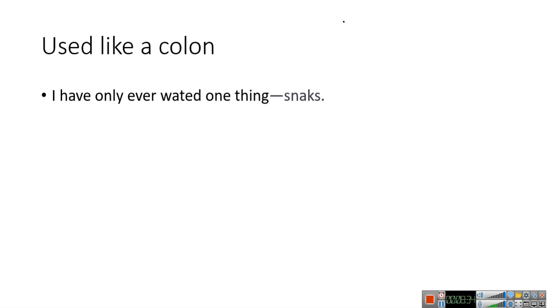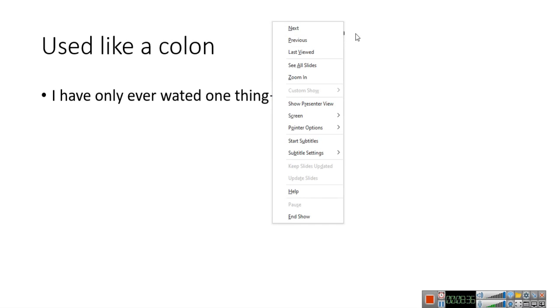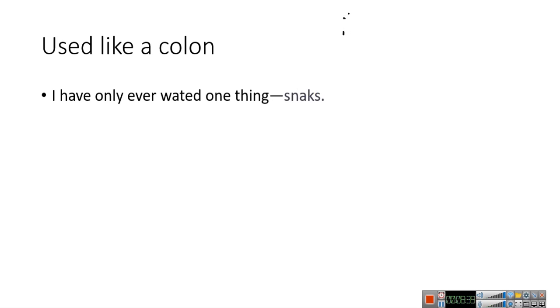Now, the dash can also be used as a colon. What is a colon? It is this one, the symbol that looks like this. So let's look at this example. I have only ever wanted one thing, snacks. Let's remember that the use of the colon is to open up an exemplification of something that I was talking about.